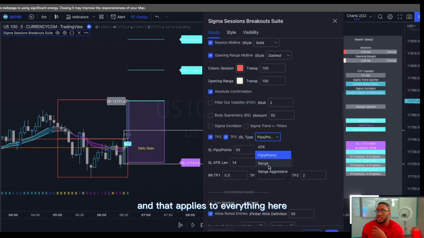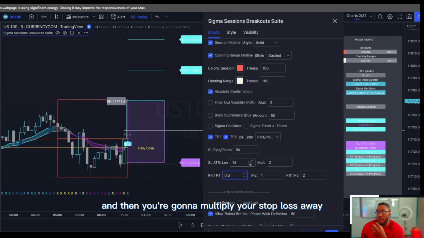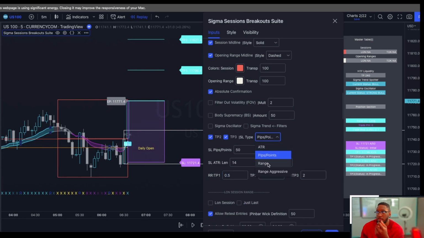And that applies to everything here. So if you have the ATR, it's going to measure that automatically for you, and then you're going to multiply your stop loss or what your ATR provides you to 1, 2, 3 risk to reward. Vice versa for everything with the range. If you have your range, it's going to multiply your range, that can automatically calculate based on the range of the candle, right?